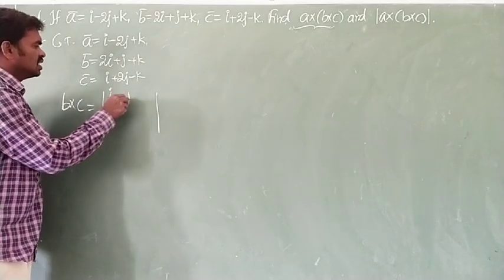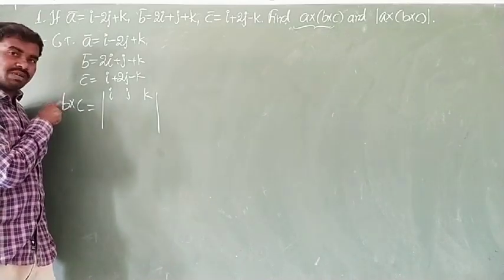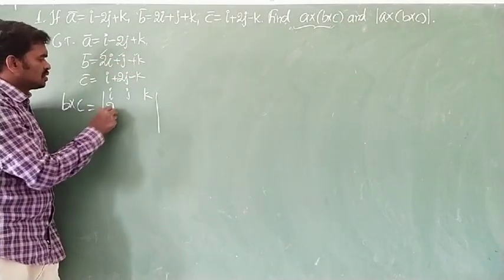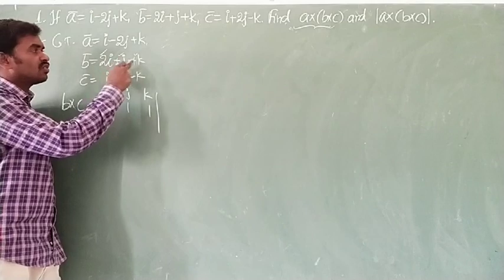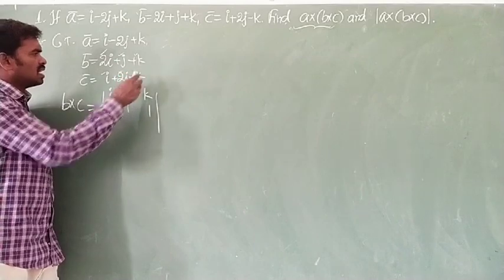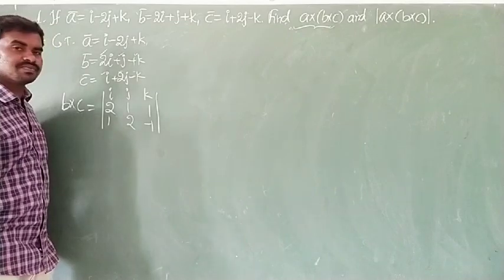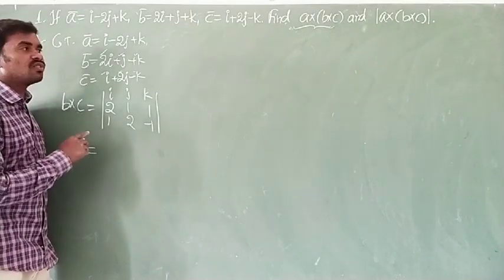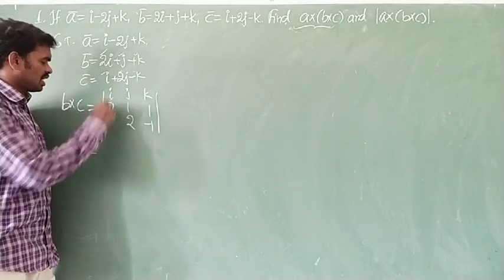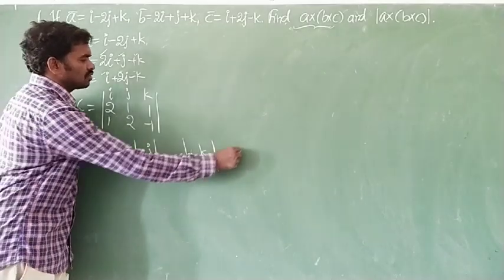Determinant: first i, j, k. Then the elements of vector b. First write vector b elements: 2, 1, 1. Here nothing means k coefficient 1. Next is vector c, elements 1, 2, minus 1. So finally we get b cross c. Can I do it here? Listen carefully. Again I am saying, the next second question I will give you for your practice or homework. Next, okay, now how to do it? i with 2 and next j with 2, next k with.